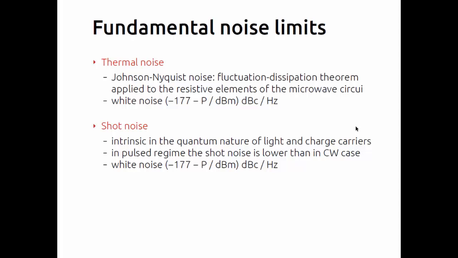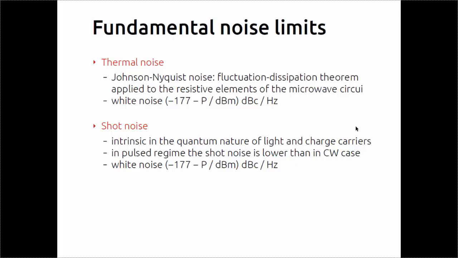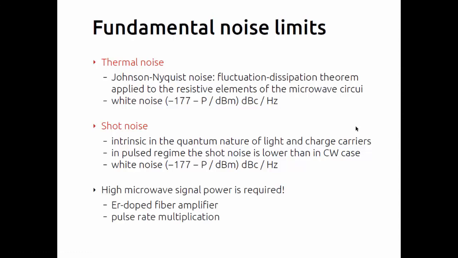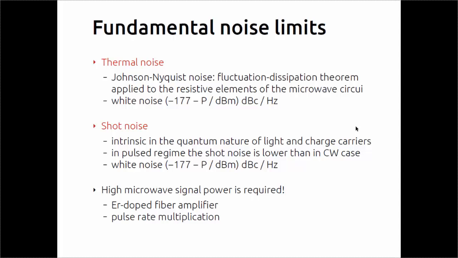The quantum nature of light and of charge carriers introduces counting noise and then shot noise in our system. Both those noises scale with power. So if we want to beat those limits, we need a high power signal. To obtain high power microwave signals, we do two things. The first thing is to amplify the optical output of the comb quite a bit with an erbium-doped fiber amplifier. And the second thing we do is pulse rate multiplication.